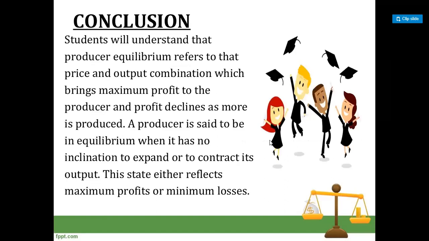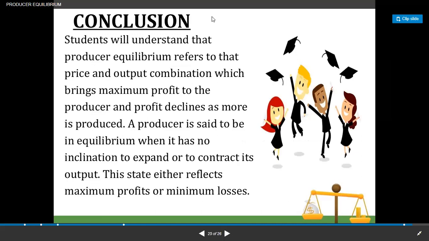So students, we can say that producer equilibrium refers to that price and output combination which brings maximum profit to the producer, and profit declines as more is produced. A producer is said to be in equilibrium when it has no inclination to expand or to contract its output. This state reflects either maximum profit or minimum loss.